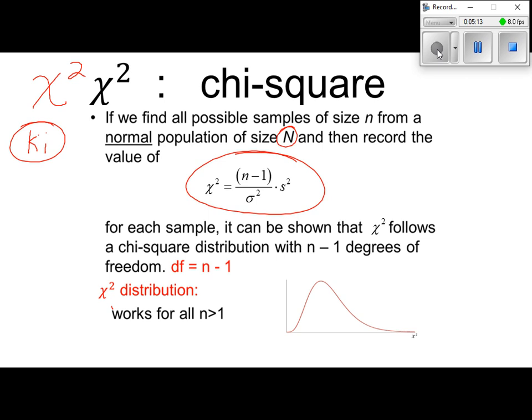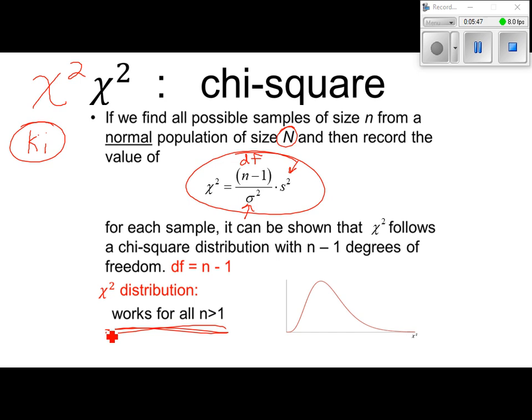So to find our chi-squared, we use this formula, n minus 1. That's like your degrees of freedom. This is the variance for your sample. This is the variance for the population. And this works for anything where n is larger than 1. So we don't have to take a real big sample.